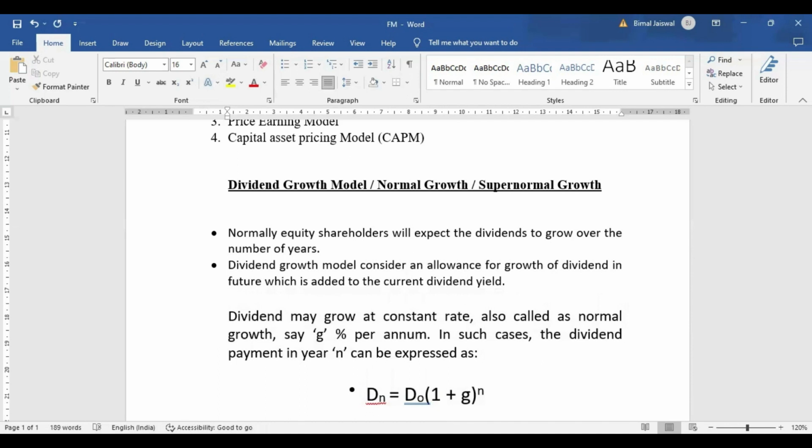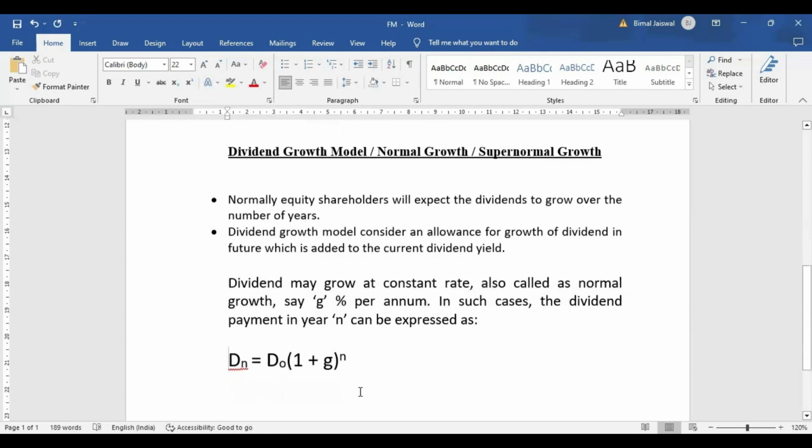Dividend may grow at a constant rate, also called normal growth. Suppose G percentage has been taken as the growth rate. And for the number of years, we can write the dividend for the nth year. The current rate of dividend is D0. We add the growth rate for the nth year and we are able to get the nth year dividend rate.